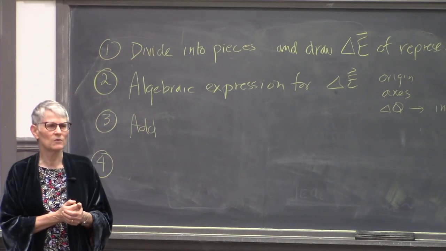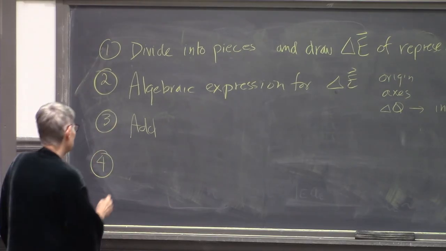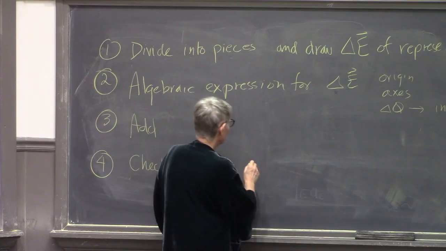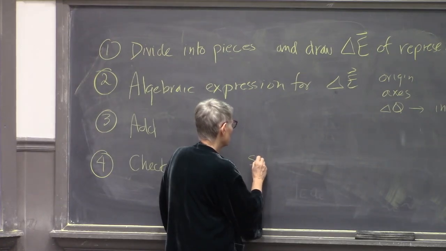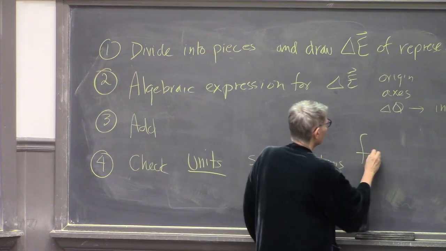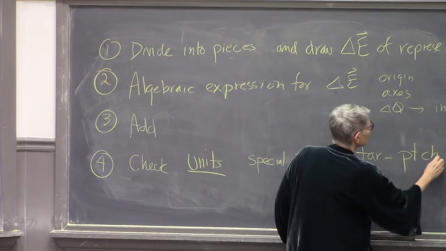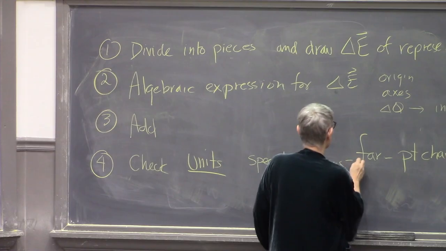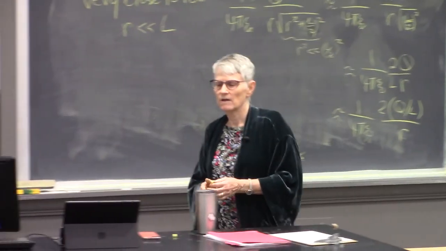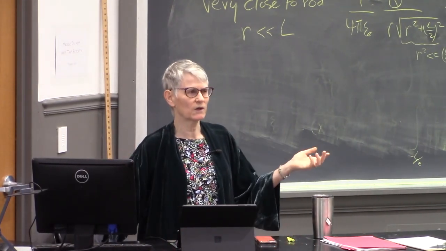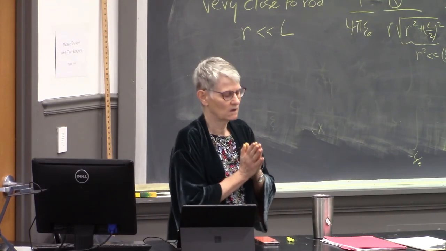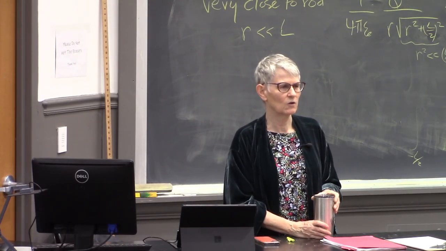What's step four? Step four is really important. Check. So we check units, and we check special locations. So if you're far away, does it look like a point charge? And if you're really close, does it make sense? So that's the takeaway message. That's what we do when we're calculating the electric field of distributed charges. And that's what we're going to be practicing in recitation and next week. And in homework.